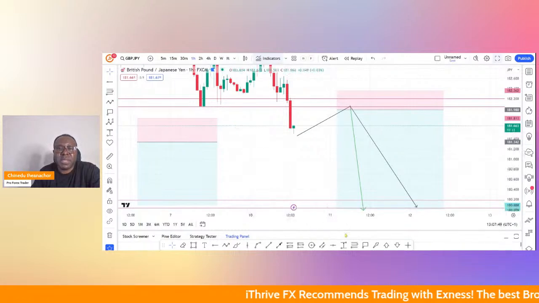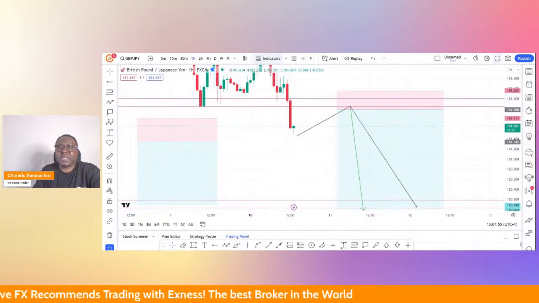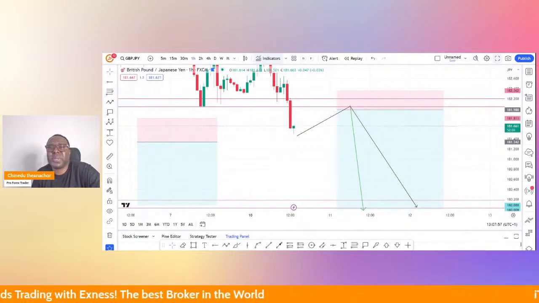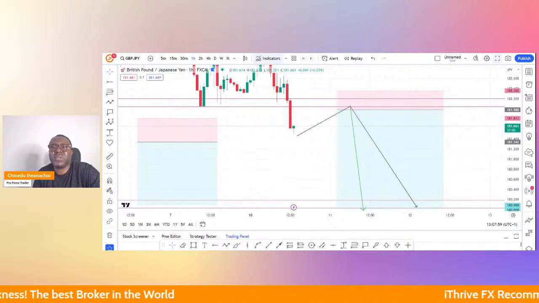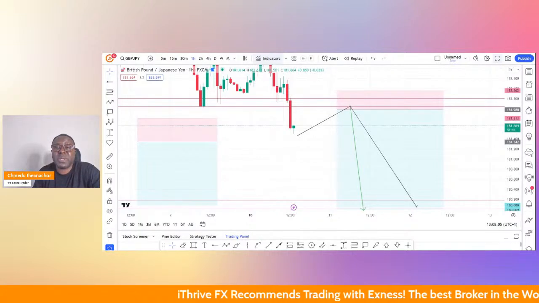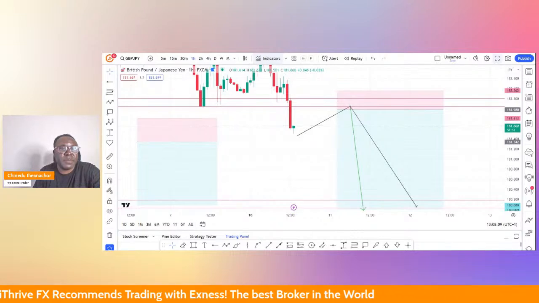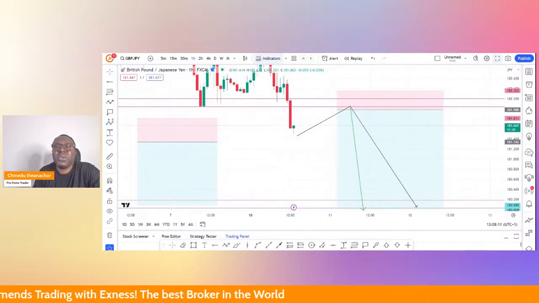At this point, I would like to call for questions. If you have questions, please, I would like to get your questions. Please, what pair is this? All right. The current pair we are doing is GBP JPY. GBP JPY is the current pair that we are actually doing.